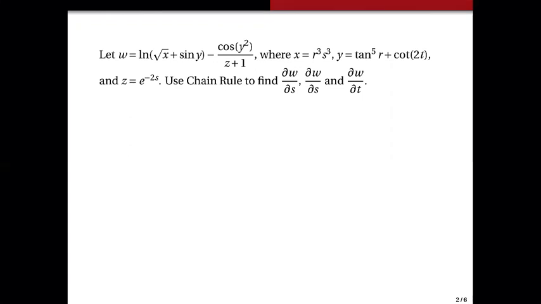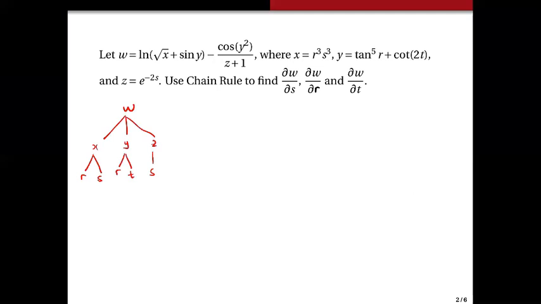Specifically, you are asked to use the chain rule to find partial of w with respect to s, then with respect to r, and then partial w with respect to t. So let's start in here. As you can see, w is a function of three variables: x, y, z. Your x is a function of r and s, your y is a function of r and t, and your z, well, we're lucky, it's just a function of s.